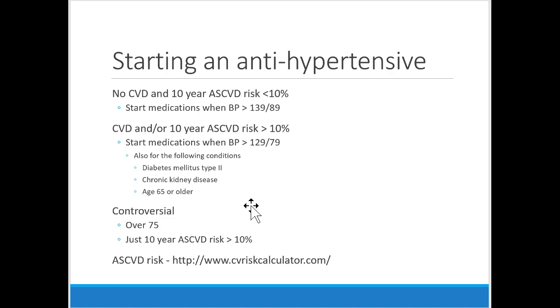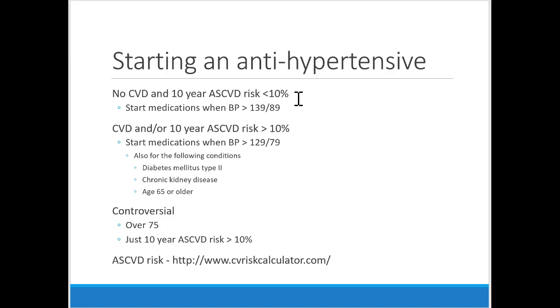Okay, so when do we start an antihypertensive on a patient? We're going to talk about antihypertensives in detail, so don't worry. But just to give you an example and some of the thoughts behind the guidelines, if somebody has no CVD, which is cardiovascular disease, and has a 10-year atherosclerotic cardiovascular disease risk of less than 10%, if you don't know what this is, you can search this acronym and risk calculator, and it'll take you to the American Heart website or AHA's website.